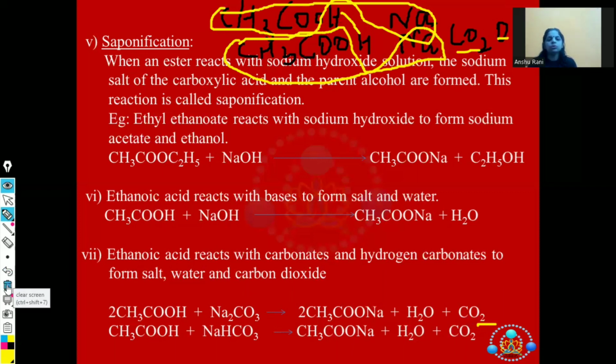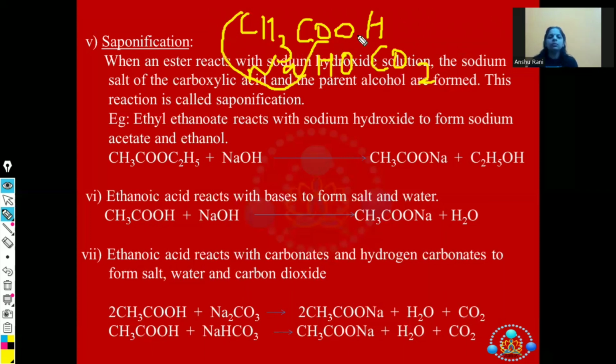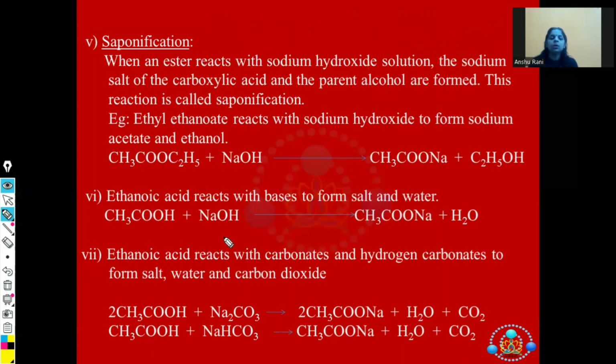If you are taking sodium hydrogen carbonate, then CH3COOH plus NaHCO3 gives CH3COONa, water, and carbon dioxide. So metal hydrogen carbonate reacts with acid to form again salt plus water plus carbon dioxide. So we can generalize: metal carbonates or metal hydrogen carbonates, when they react with acid, give you salt plus water plus carbon dioxide.